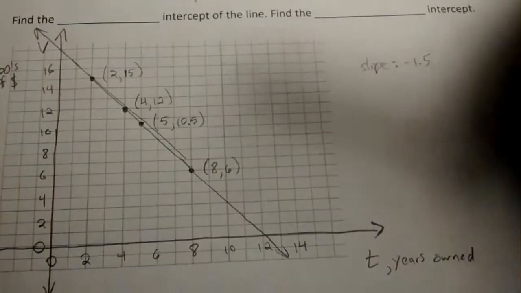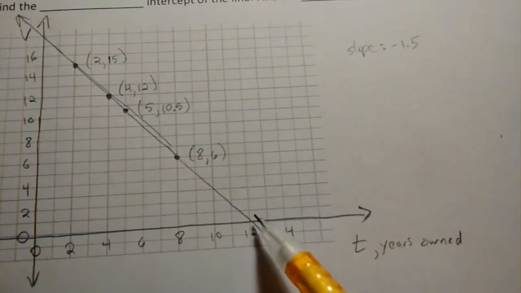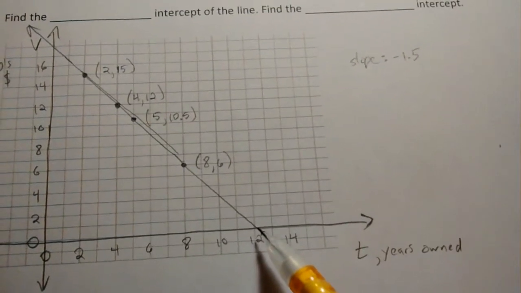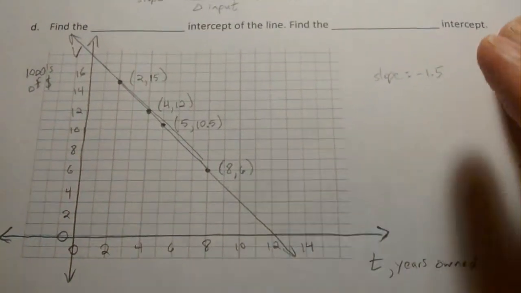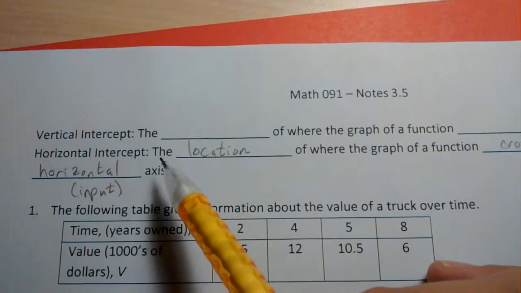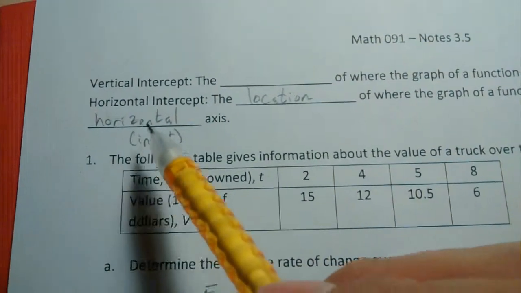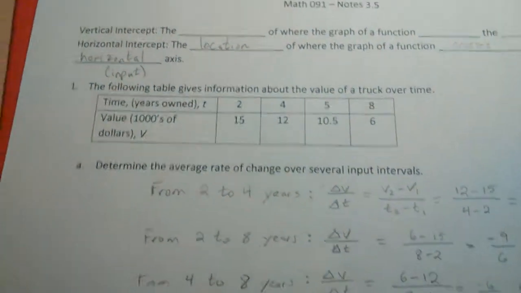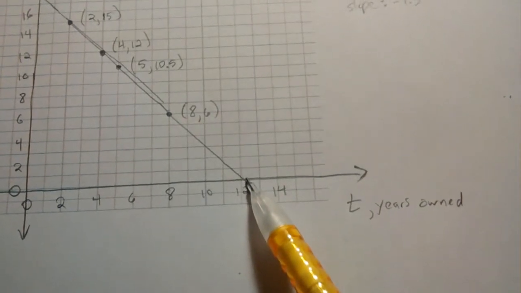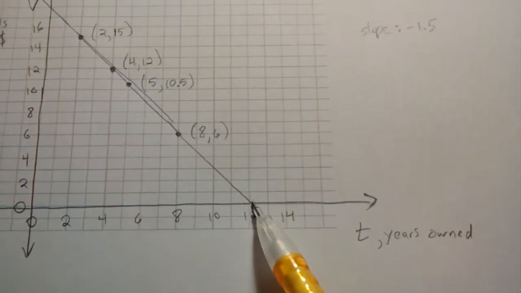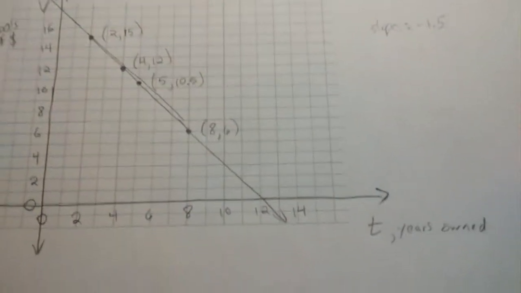Let's do it numerically. So here's the idea. We're going to find where this graph crosses this axis. And this will give us, after how many years, there's no more value. So let me give you the definition of that point. We call that point right there the horizontal intercept, and it is the location of where the graph of a function crosses the horizontal axis or the input axis. So where our graph of our linear function crosses this axis, that's the horizontal intercept. And we want the location, and the location should be given as an ordered pair.